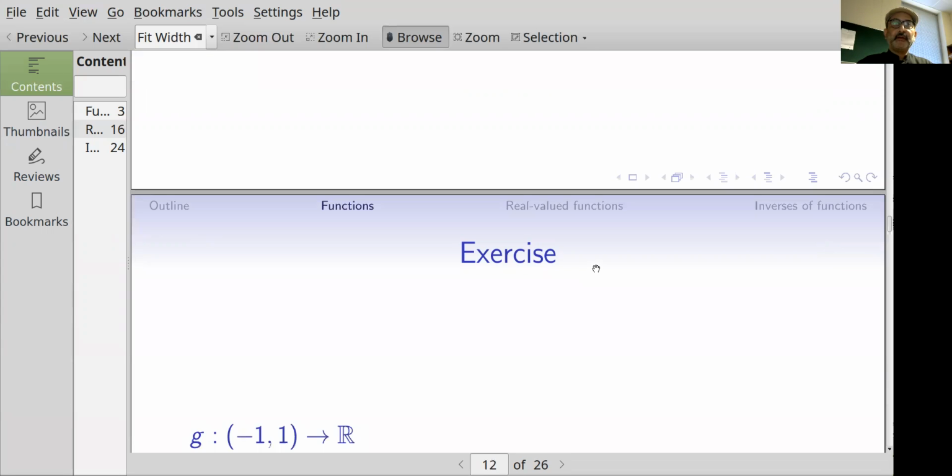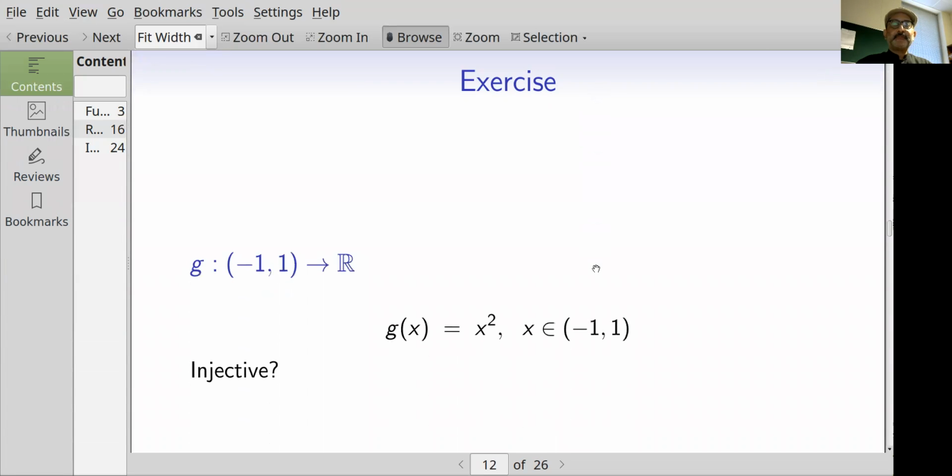Okay, let's take another one. G maps the open interval from -1 to 1 to the reals. G of x equals x squared. Is this one-to-one? Well, it isn't. For example, g of 1/2 is 1/4, and g of -1/2 is 1/4. So you've got two elements of the domain that can be mapped to one element of the codomain, and so it's not one-to-one.